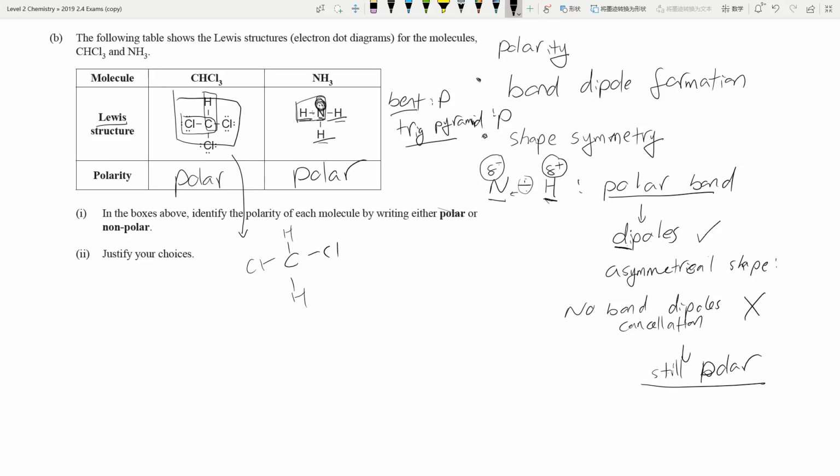Say if I change the Cl to an H and I do it like this, I guarantee a lot of people will just go, that and that cancel each other out, that's gone. That and that cancel each other out, that's gone. This thing is non-polar. But then you will be mistaken, because you need to remember you are looking at a 2-dimensional diagram. You are not looking at the structure of this particular molecule. So it's not 90 degrees.